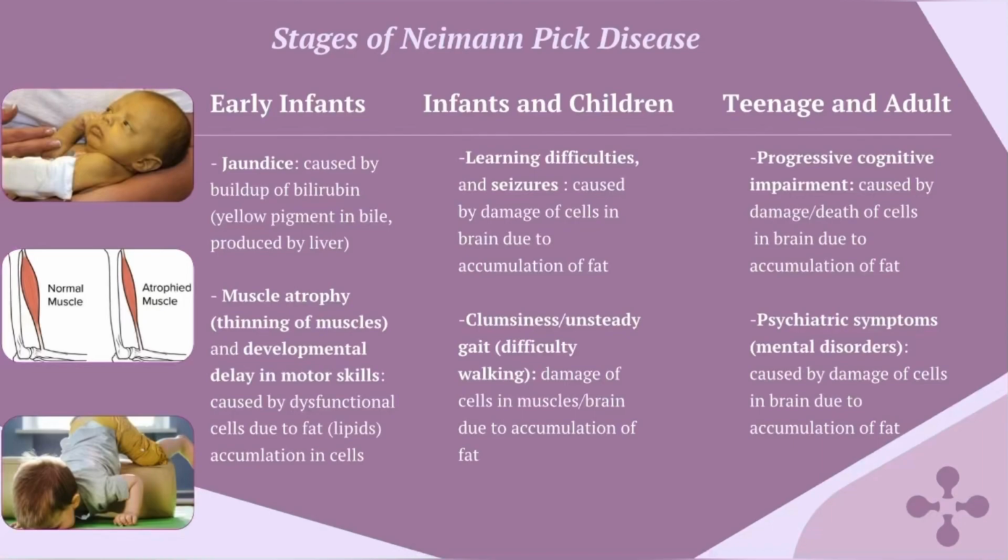Finally, in your teenage and adult years, although most individuals with Niemann-Pick disease type C do not live past their teenage years, you'll see a progressive cognitive impairment and psychiatric symptoms due to the damage fat accumulation has done to the individual's brain cells.